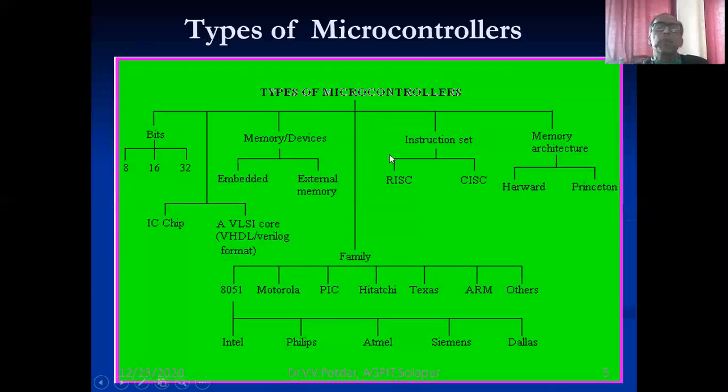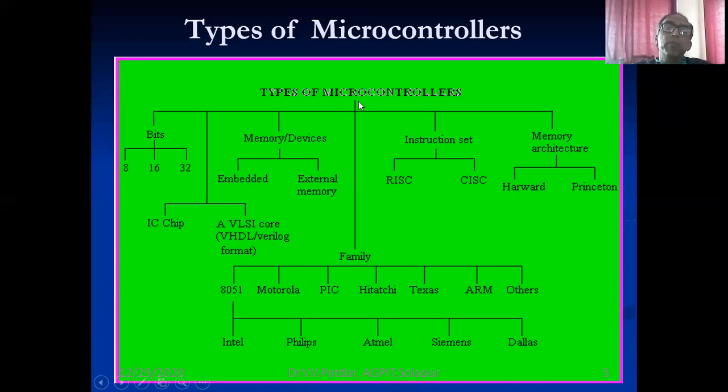There are various types of microcontrollers, friends. We have 8-bit, 16-bit, and 32-bit. This is one categorization of microcontrollers. Then we have IC chip and VLSI, very large scale integrated core. This is a very long format. So this is one categorization based on memory and devices. We have microcontrollers with embedded memory, and we have external memory. So this is one variety.